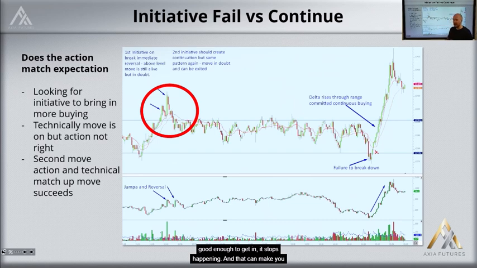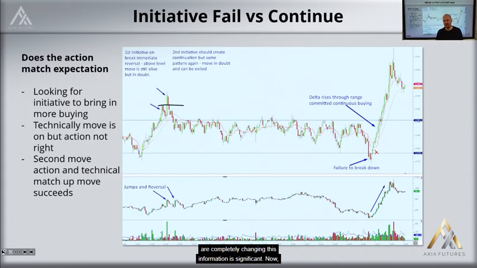It stops happening, and that can make you doubt the move, but it doesn't change the fact that you're out of the range. Move still on. When you get that a second time, and a failure to sustain above this high, all of a sudden, things are completely changing. This information is significant now. You've seen this twice. Volumes fall off at a point where you would ideally be looking for them to increase. Delta, once again, shows a spike and a lack of continuation. This move is dead. And that's where you can then start to get out because it doesn't match expectation.